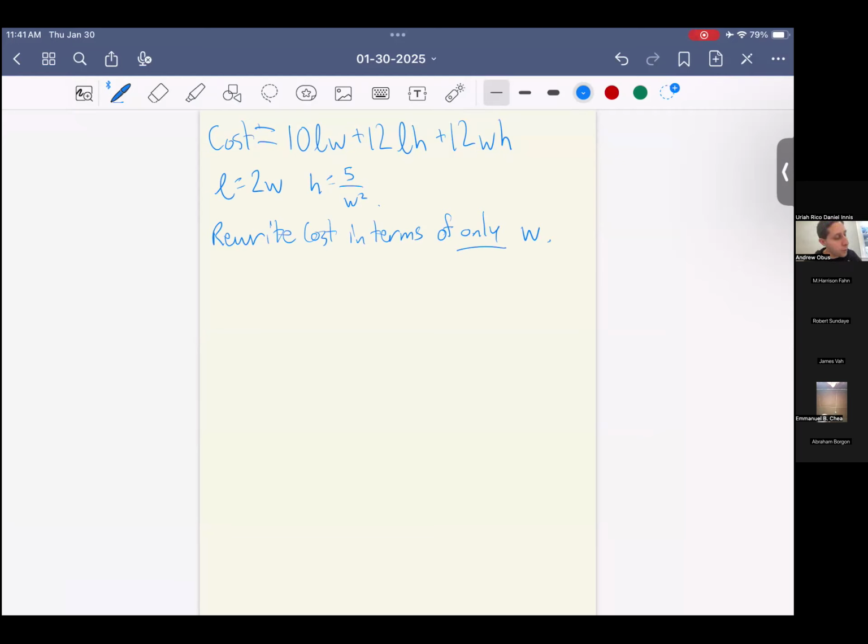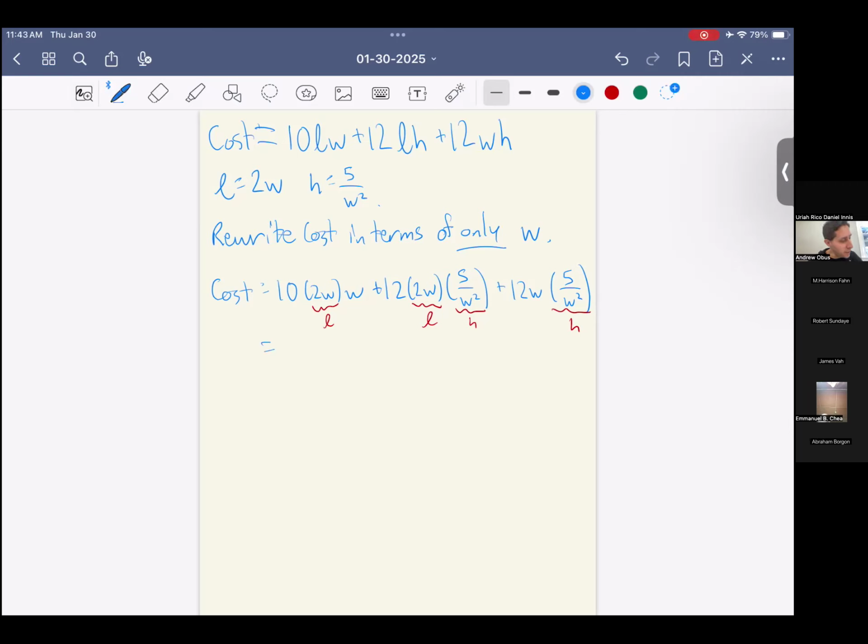So what do we have here? Well, L is 2W. So cost is equal to 10 times 2W times W plus 12 times 2W times H, which is 5 over W squared, and then plus 12 times W times H, which is 5 over W squared. Over here, all I did was rewrite the length, and this is the height, and this is the height again. We just rewrote our expression so that everything's in terms of W.